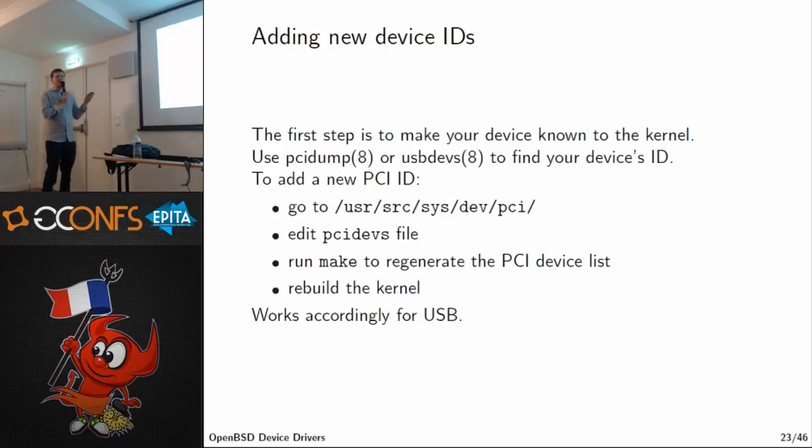You will have to add your device maybe to the PCI or USB database. These are the steps to do that. It's fairly simple. There's a text file that contains a long list of vendor IDs and their hex value that was assigned to them, and product IDs. And you edit this file, add 1 line for your device, run make. It will generate new C files that will be included in the kernel, and then you can refer to your device.